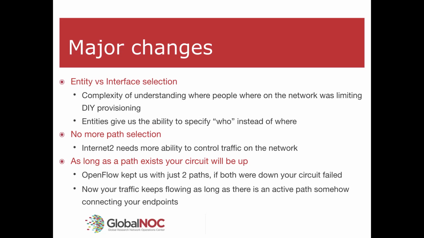One of the things that was determined was that the Internet2 engineers needed the ability to do better traffic engineering and traffic control. And if you got to specify your own port, your own paths, that would be fairly difficult for them to do. The other thing, so with OpenFlow, you had either a primary path or a primary and a backup path. And if, let's say you didn't have a backup path, we would automatically figure one out for you. But if that path went down and your primary path was down, you were out of luck.